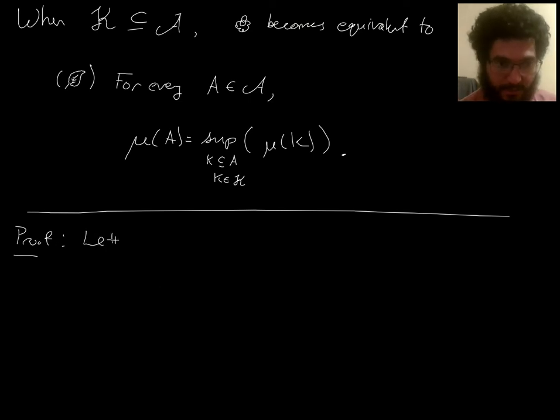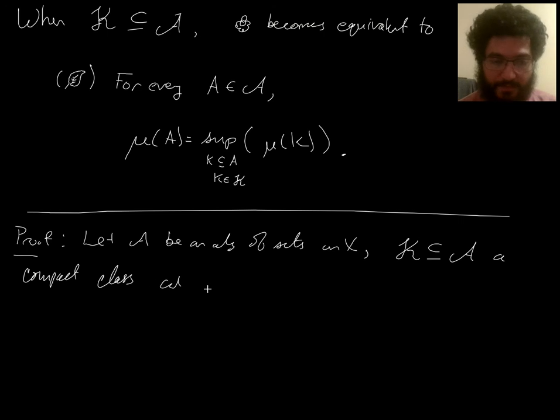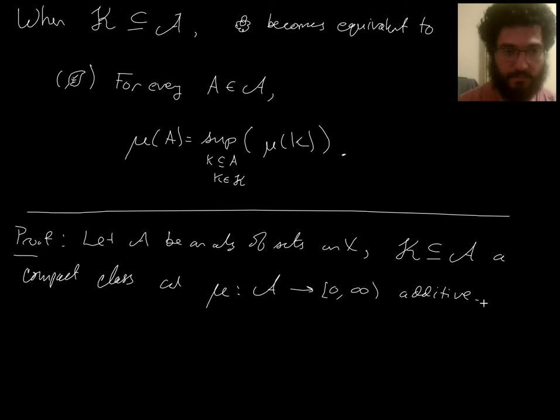So let's get the setup in place. A, an algebra of sets on X. K, a compact class, but now I'm assuming it's a subset of A. That's the crucial difference here. And mu, a non-negative additive function. Then I claim that flower becomes equivalent to leaf.